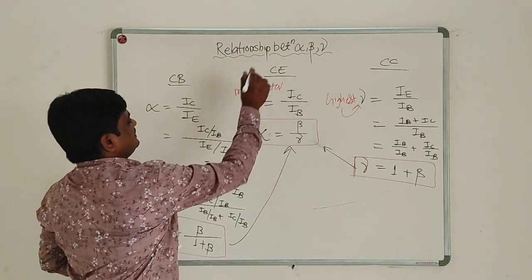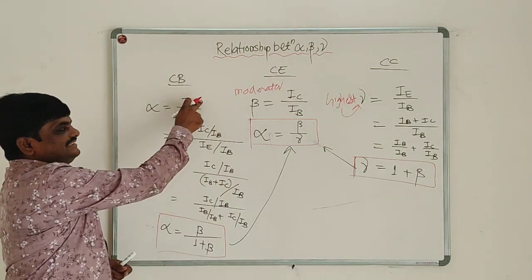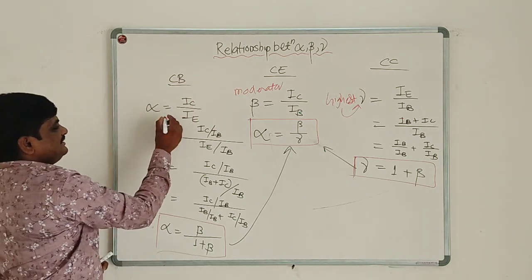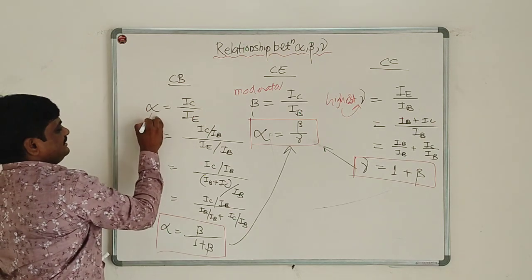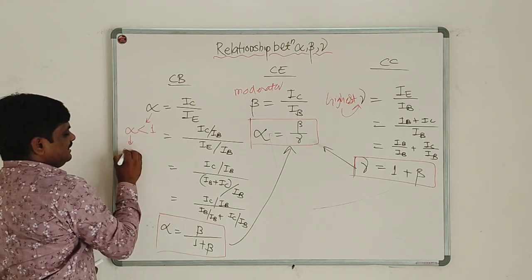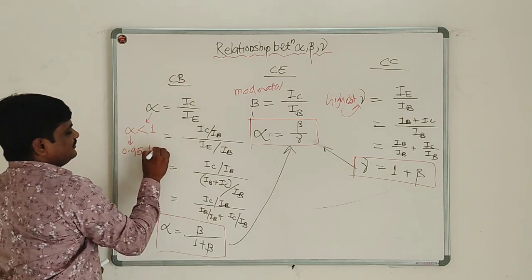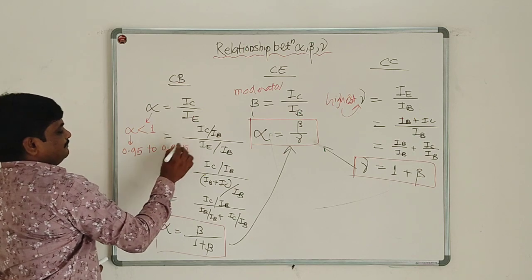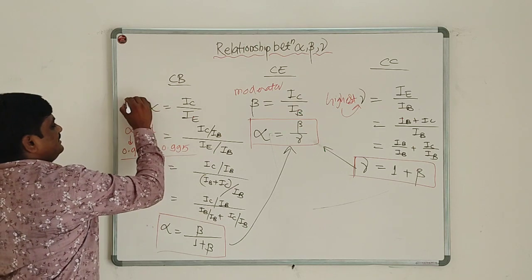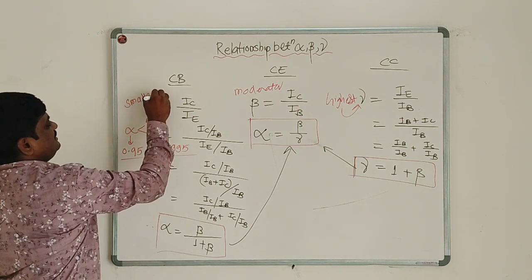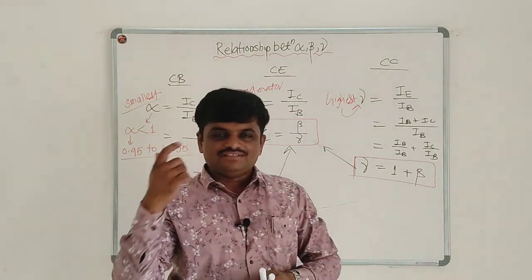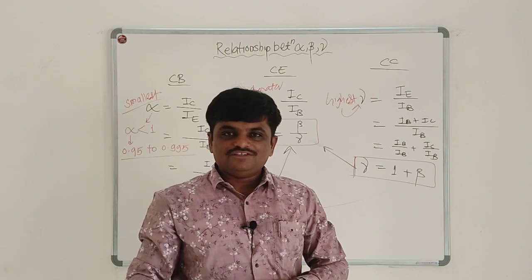IC is nearly equal to IE, but somewhat less than IE. So alpha is always less than 1, and its typical value is from 0.95 to 0.995, based on the value of the base width. And this alpha is the smallest current gain in the three configurations. So this is all about the relation between alpha, beta, gamma and their values. Thank you.